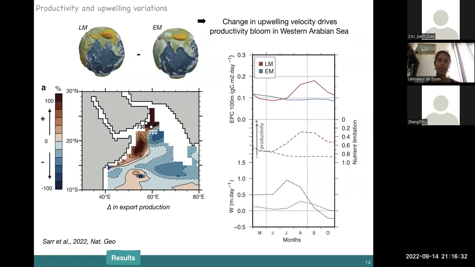This productivity peak is fully driven by increasing nutrient availability associated with the settlement of the upwelling. That's what you can show on the two bottom plots. In the middle, you have this increase in nutrient content on the red line that mimics the pattern of productivity increase. And at the bottom, you have the velocity in the upwelling region. You can see here that the late Miocene simulation does have a strong upwelling, almost similar to the present-day one during summer, while the early Miocene simulation only has either no upwelling or a very, very weak one at the end of summer.